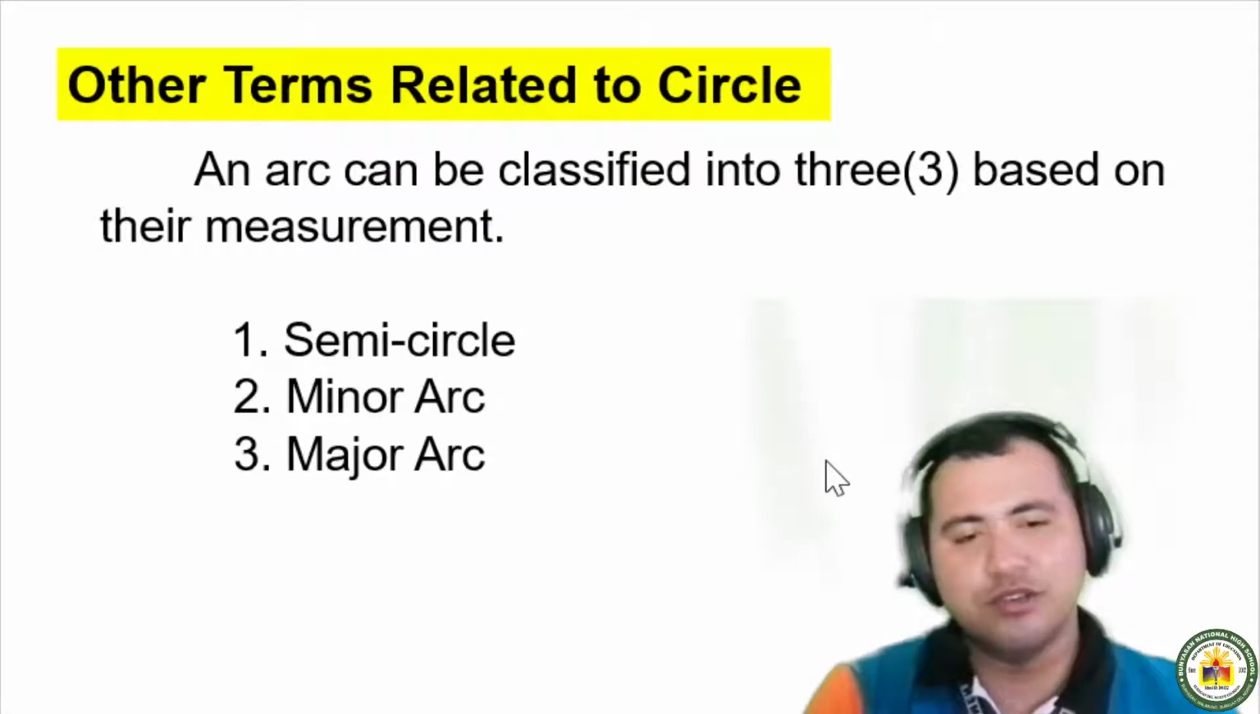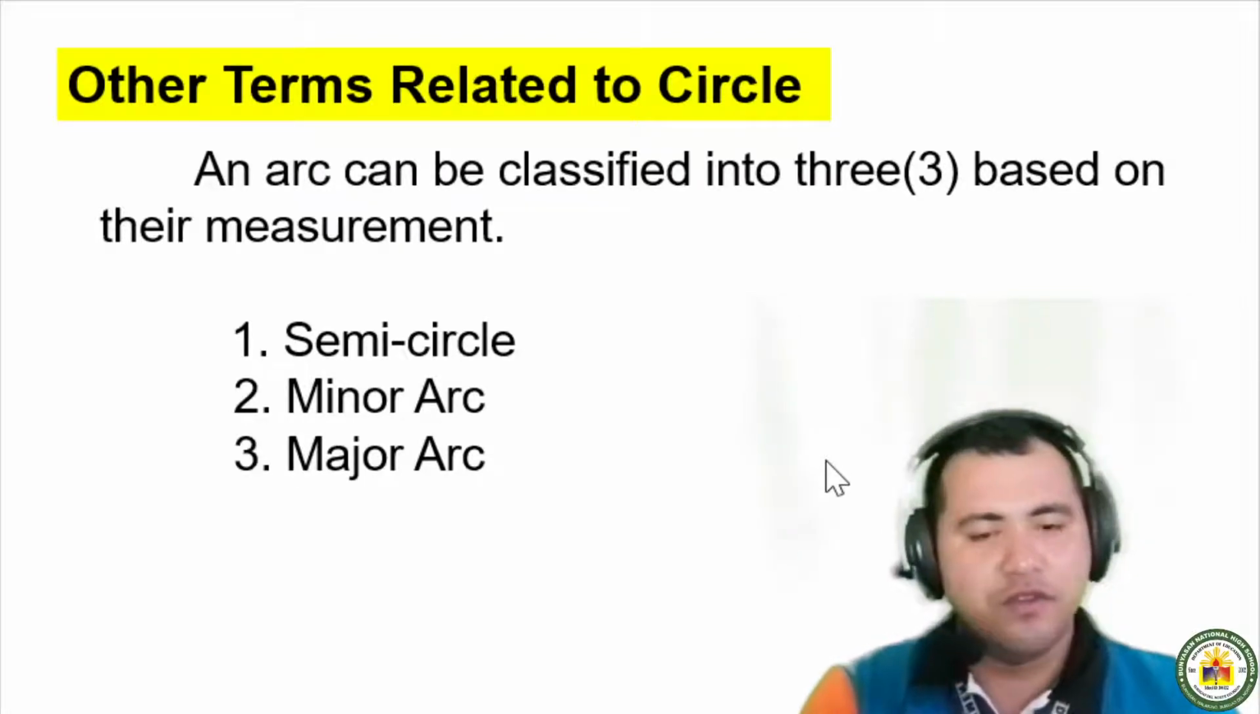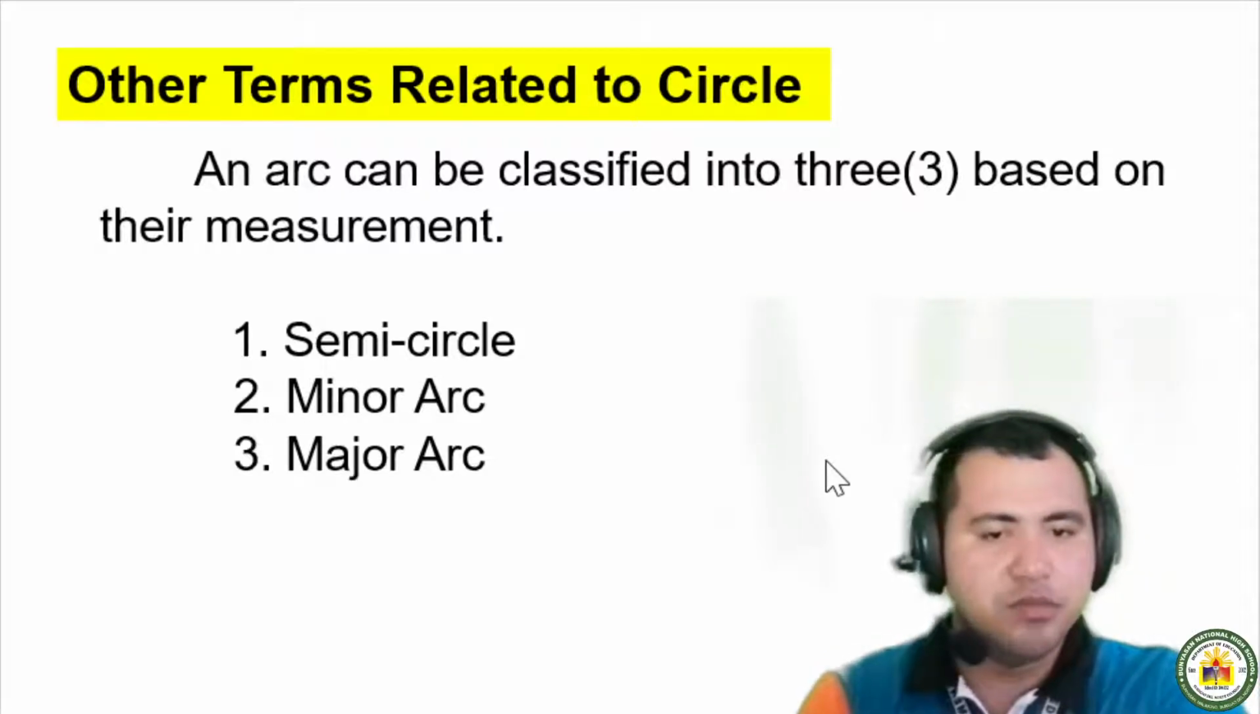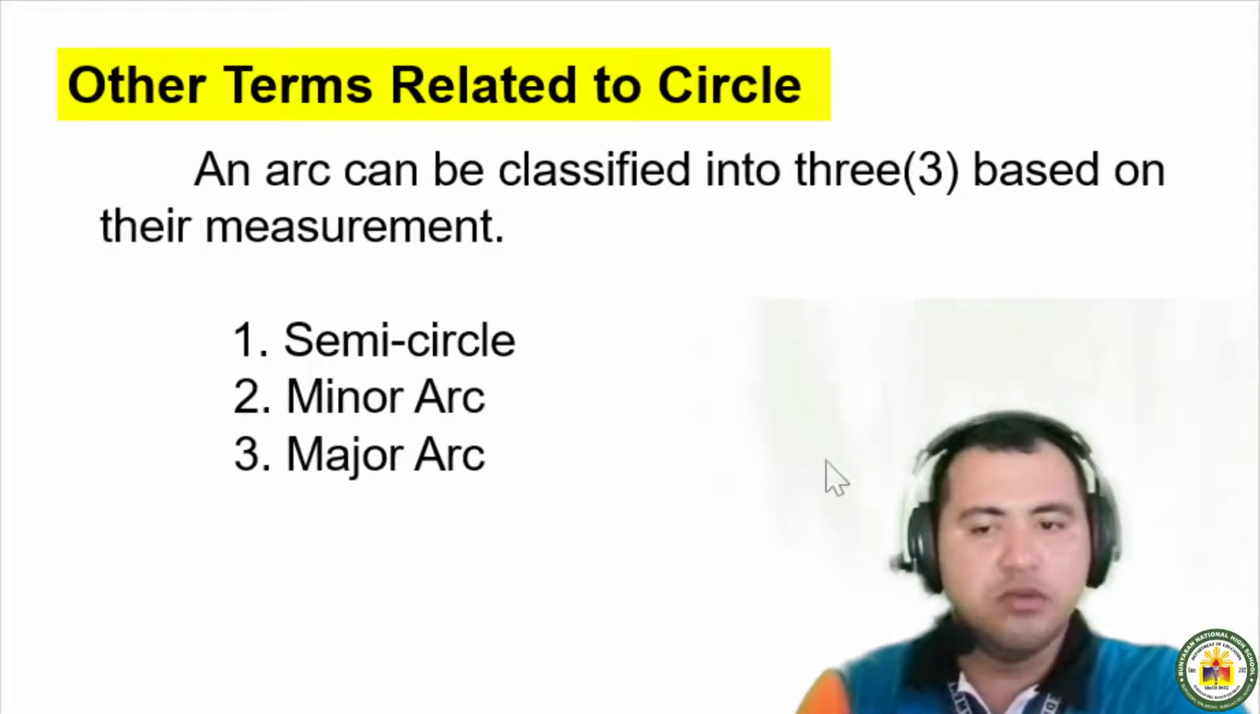An arc can be classified into three based on their measurement. Those are the three classifications or the three types of an arc. First, the semicircle, second, the minor arc, and the third is the major arc. Now, let's begin with the semicircle.